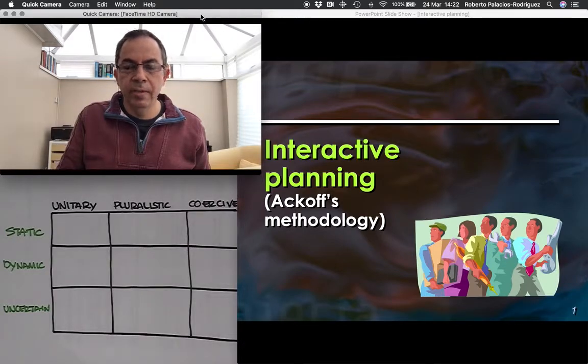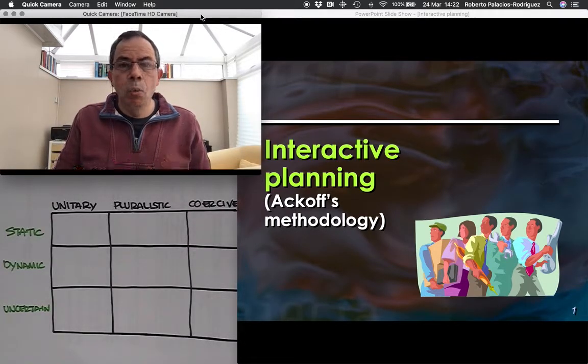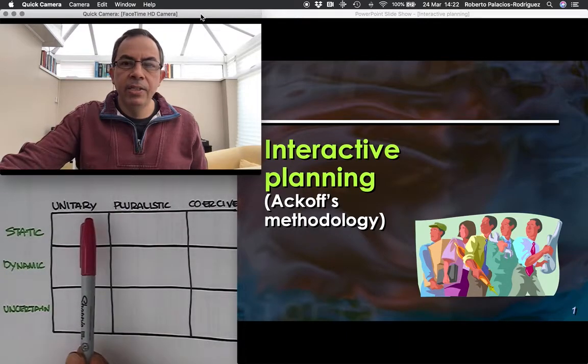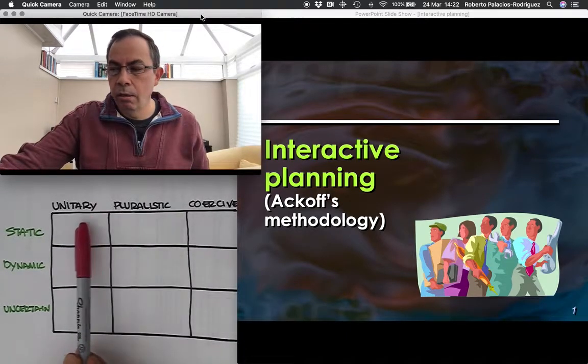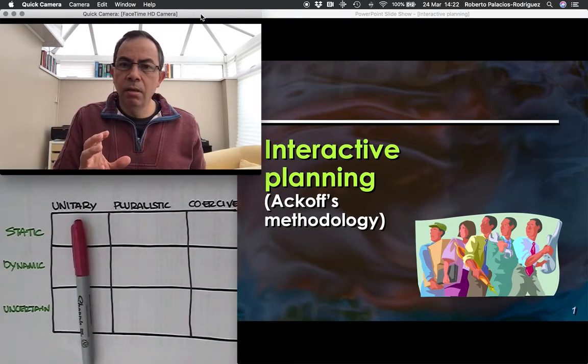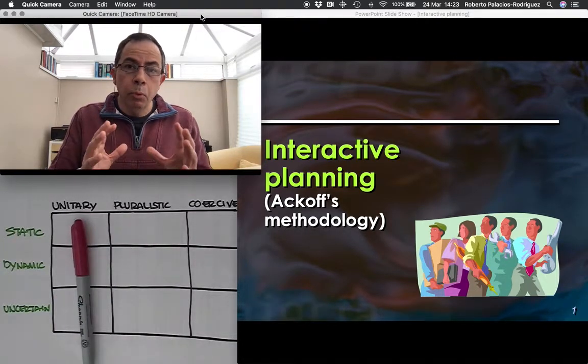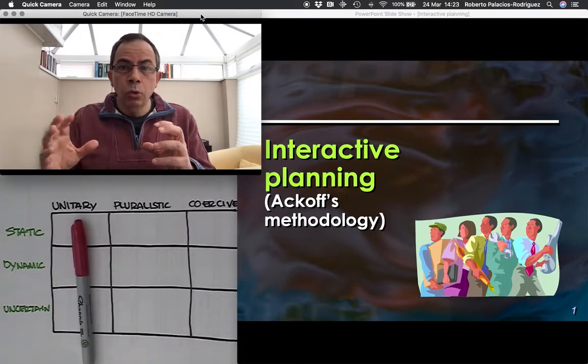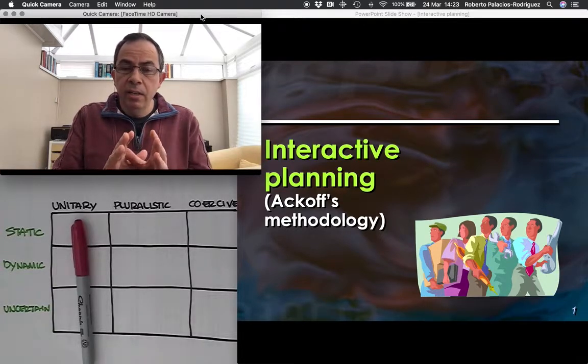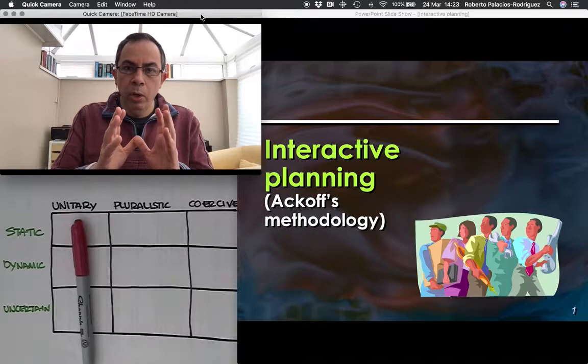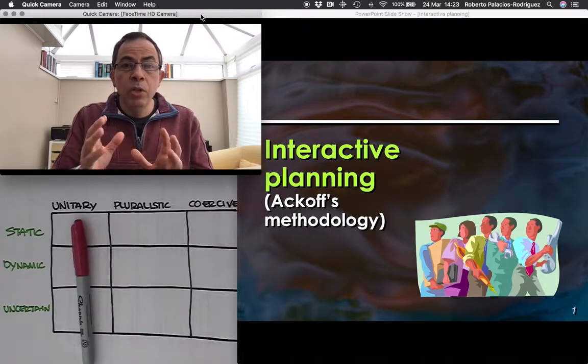If everybody agrees on what it is that we want, then he says we have a unitary context. Under a unitary context, we all agree on what we want. The problem is, possibly, that we don't know how to do it. We all agree, we want the same, but we don't know how to do it.